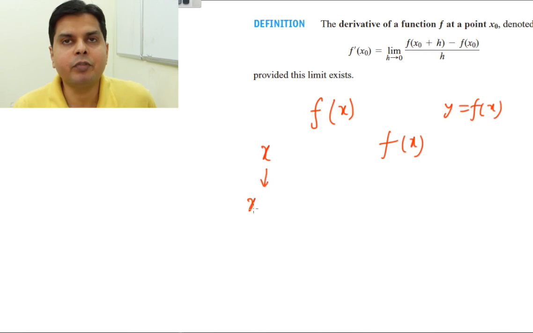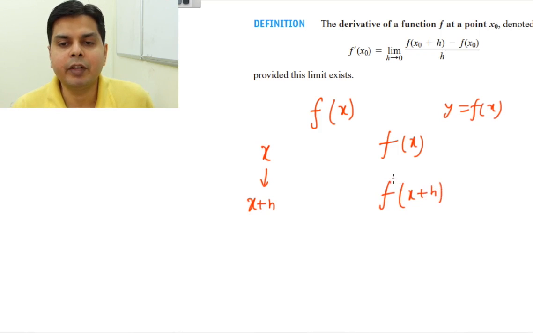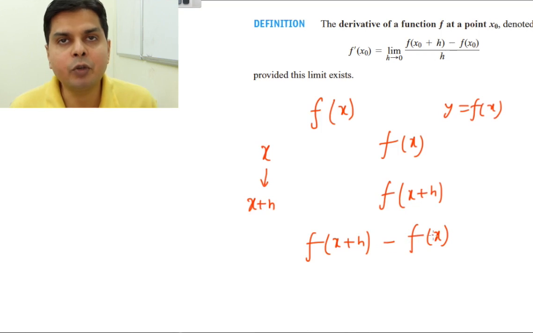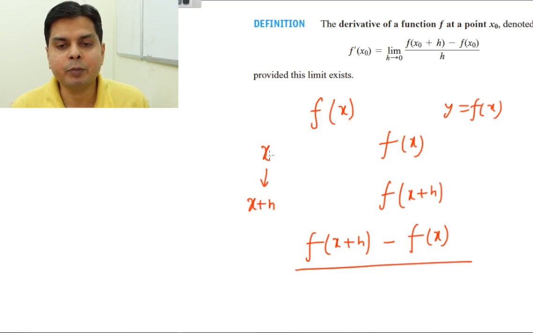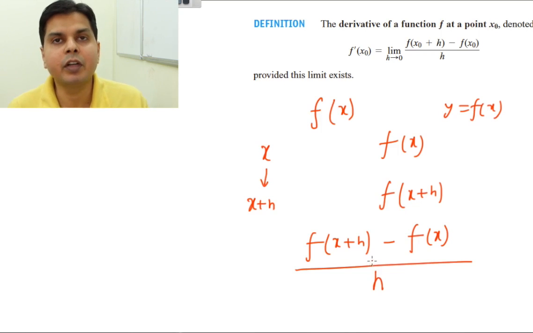When there is a change in the value of x, suppose x changes from x to x plus h, naturally there will be a change in the value of f also. So f will change from f of x to f of x plus h. What is the change in x? x plus h minus x. And what is the change in f? That will be f of x plus h minus f of x. So when somebody asks you what is the rate of change of the function, that will be f of x plus h minus f of x divided by x plus h minus x, that is h. So this is the rate of change of f.